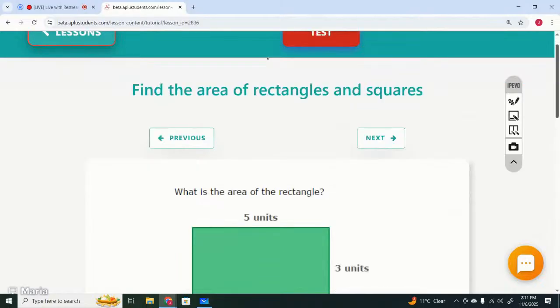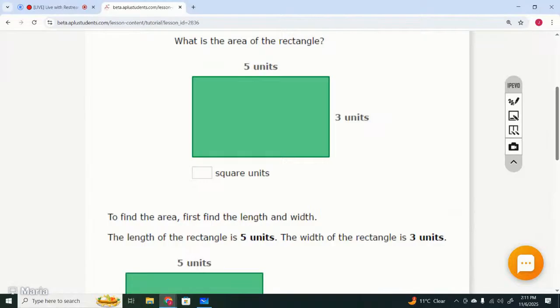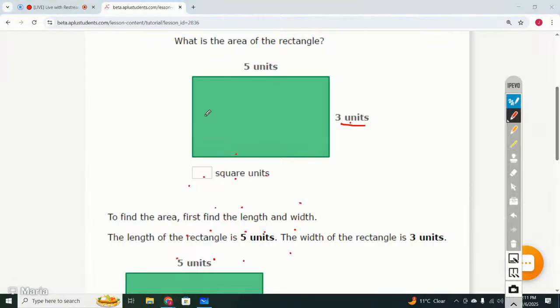What is the area of the rectangle? First thing, we all know what is the rectangle. Rectangle is the shape that has the opposite sides equal in measurement. Like this side, and opposite to this side is this one, right? If this is 3 units, this is also 3 units, right? This is 5 units, the opposite side is this one, and this is also 5 units. Got it? So we are given the length and the width. Width is 5 units and length is 3 units.